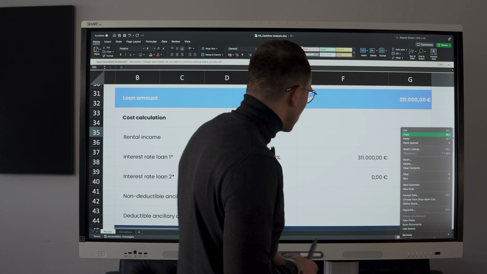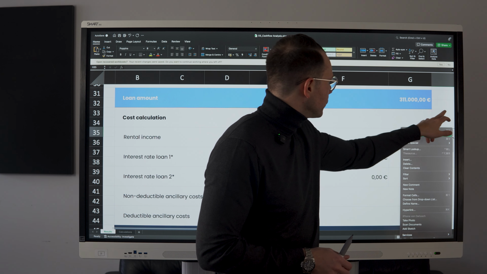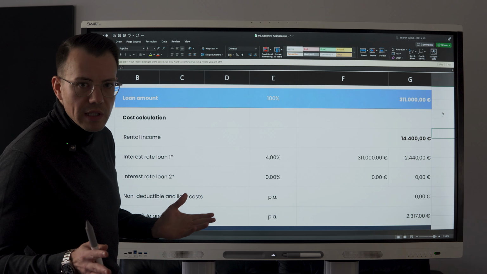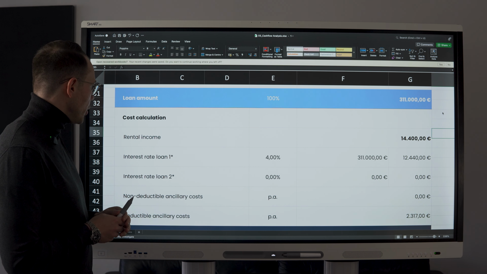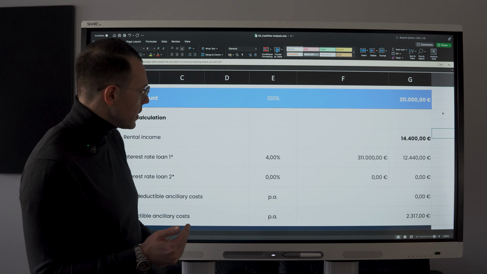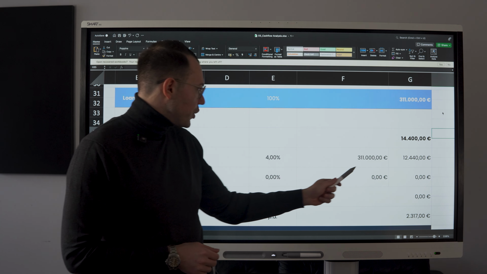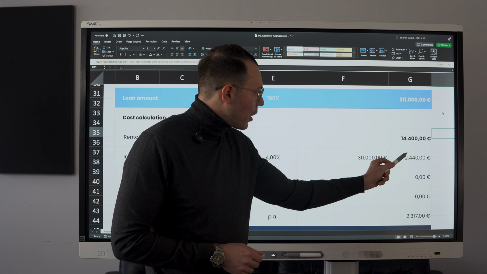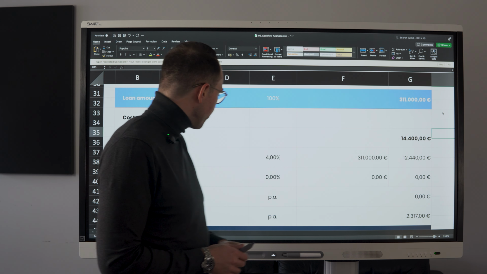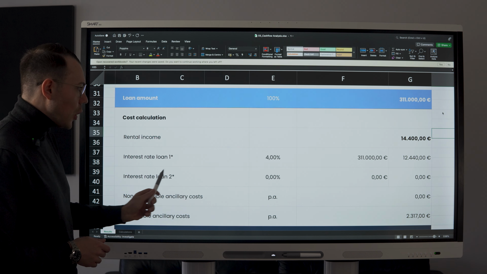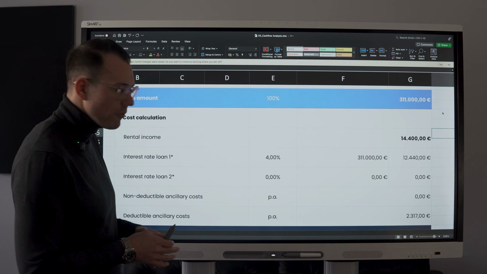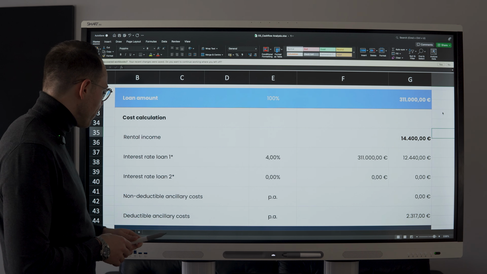So let's talk about costs. So again, loan amount would be 311,000 euros as mentioned. So we have rental income. This is obviously on the plus side. Minus interest for the loan would be 12,000 euros. So we know income is higher than interest. There is no additional loan included. Sometimes it makes sense to combine two loans, for KfW, for example.